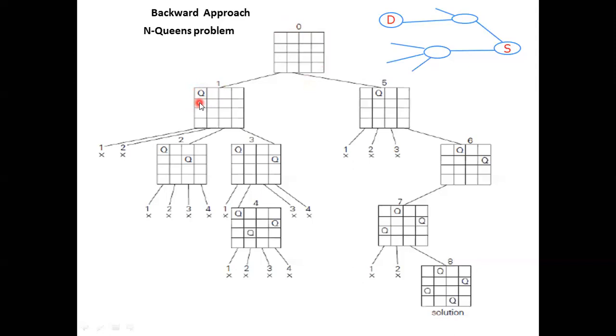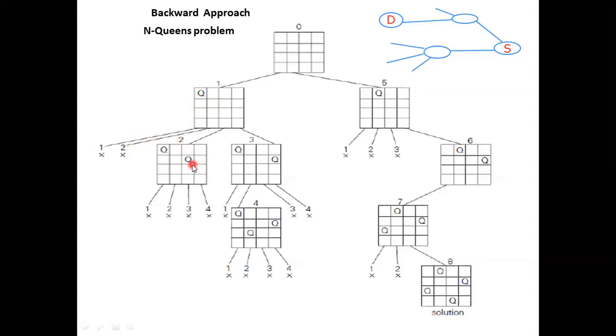Can I keep it here? No, because it is a column problem. That is why it is showing as 1 cross. 1 cross means the first column I can't keep for the second row. That is the meaning here. Can I keep it here? No. Why? It is going to get a diagonal problem. That is why 2 cross. Can I keep it here? Yes. Column problem is not there. Row problem is not there, because in this row only one queen will come. Diagonal also is not there. That is why in the second number you can see the queen is kept here.